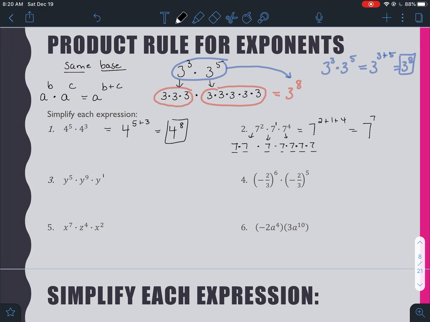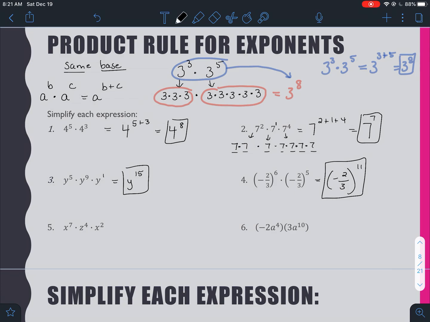Number 3, y to the 5th times y to the 9th times y. Again, all of them have the same base. They're all base y. So if you add all the exponents, 5 plus 9 plus 1, would be y to the 15th. Negative 2/3 to the 6th times negative 2/3 to the 5th. Again, they're both the same base. The base is negative 2/3. And then you have it raised to the 6th power and raised to the 5th power. So altogether, you're multiplying negative 2/3 11 times. So it'll be negative 2/3 to the 11th power.